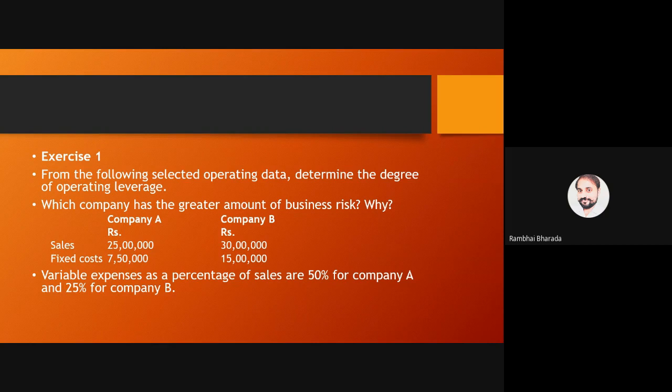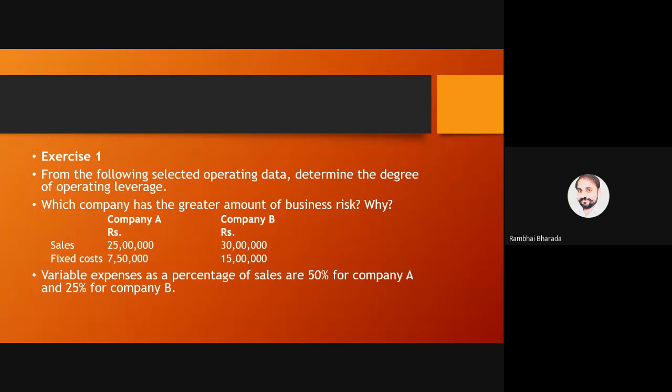Now, please write down the formula for operating leverage in the chat box. OL is equal to C upon OP. Very good, Jenny. So first of all, we need to find the C. C means contribution, and contribution is equal to sales minus variable cost. First, find out for company A.